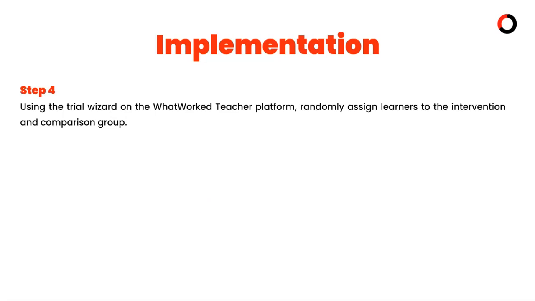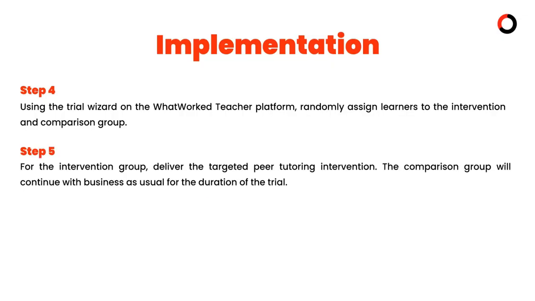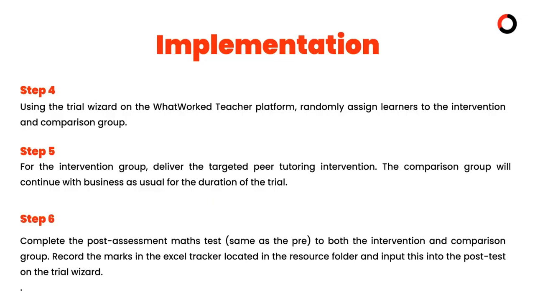Step 4. Using the trial wizard on the What Worked Teachers platform, it will randomly assign these to the intervention and comparison group. So just make sure you record this in the Excel tracker. For the intervention group, it will deliver the targeted peer tutoring intervention. The comparison will continue as business as usual for the duration of the trial. Step 6. Complete the post-assessment maths test, which is the same as the pre, to both the intervention and comparison group. Record the marks in the Excel tracker and then input this into the post-test on the trial wizard. You'll then complete a short process evaluation survey, click Analyze, and it will generate an impact report for your school.